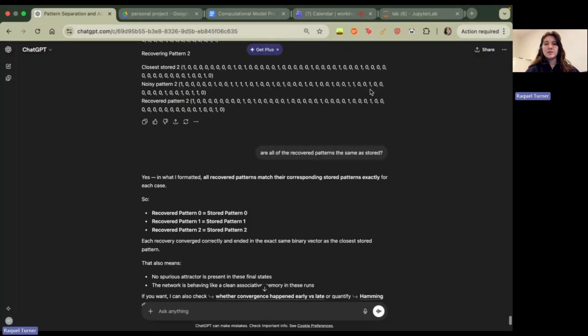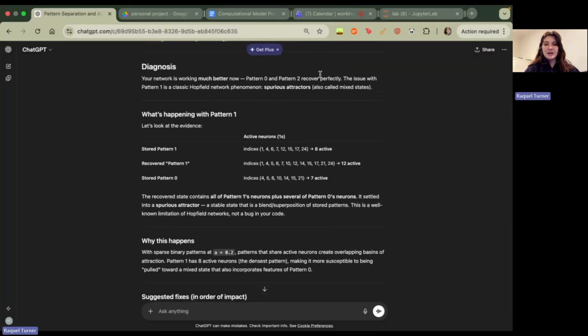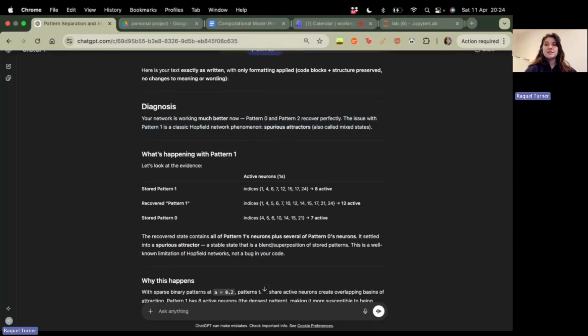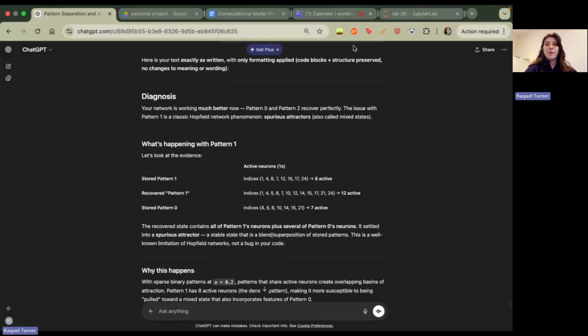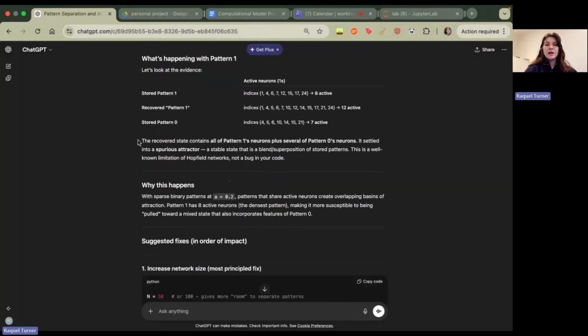There's already a name for it that I learned earlier because my system was doing this and I was really annoyed. Spurious attractors. This is a classic Hopfield network phenomenon, spurious attractors, also called mixed states. What's happening with pattern 1 is that the recovered state contains all of pattern 1's neurons plus several pattern 0's neurons. It's settled into a spurious attractor, a stable state that is a blend or superposition of stored patterns. This is a well-known limitation.